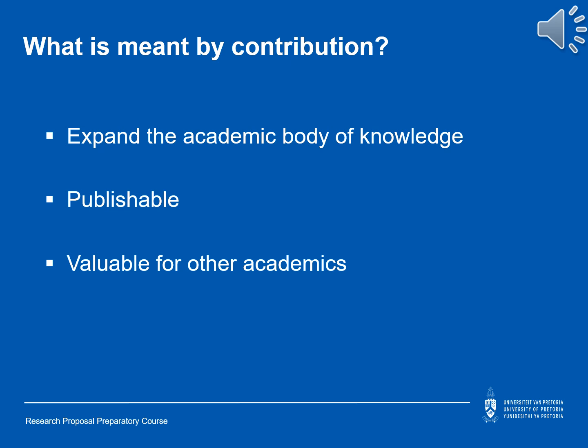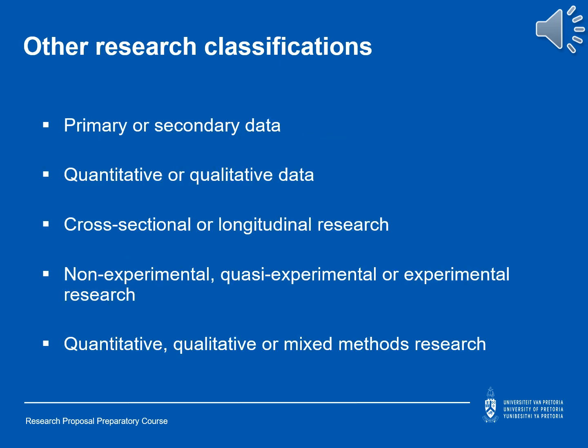The work needs to be publishable, meaning it needs to make such a valuable contribution that it can go through the peer review process of an academic journal and be published in such a journal. Other academics in the same field must therefore also find the research valuable and important. There are some other research classifications that we will also expand on in later lectures.